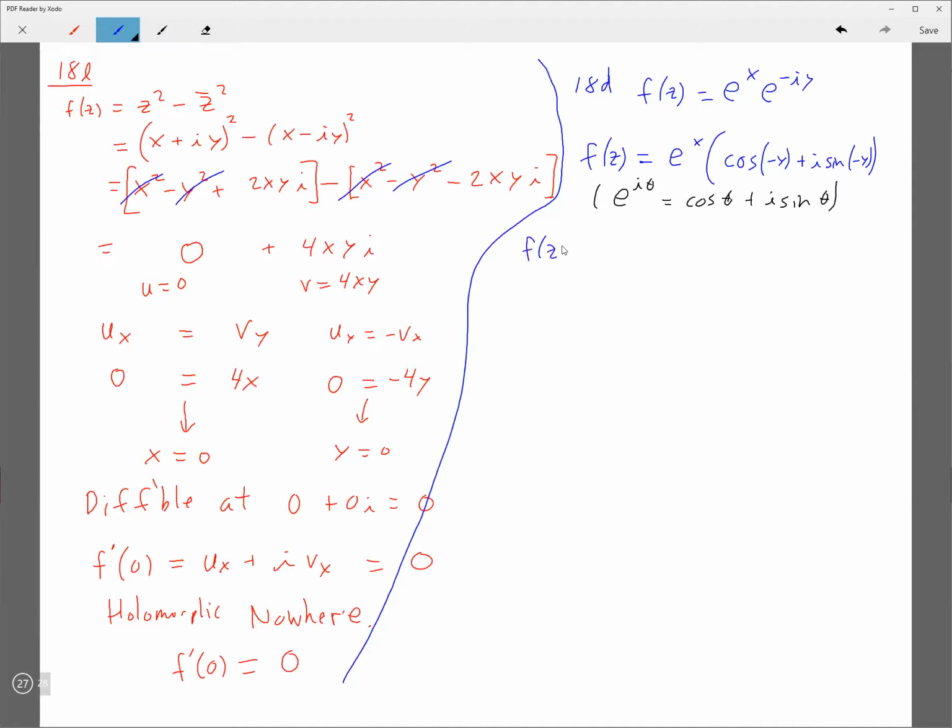So f of z is going to be, cosine negative y is the same as cosine y, so this is e to the x cosine y. And then sine negative y is actually negative sine y, so that's minus i e to the x sine y. Okay, so that's what we get. Here's our u, and this is our v, well, with the minus, without the i though.